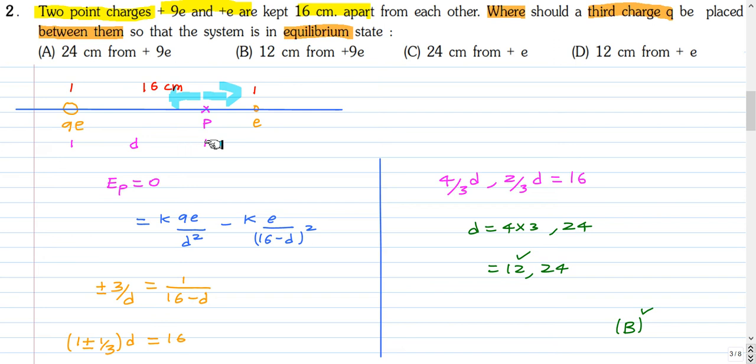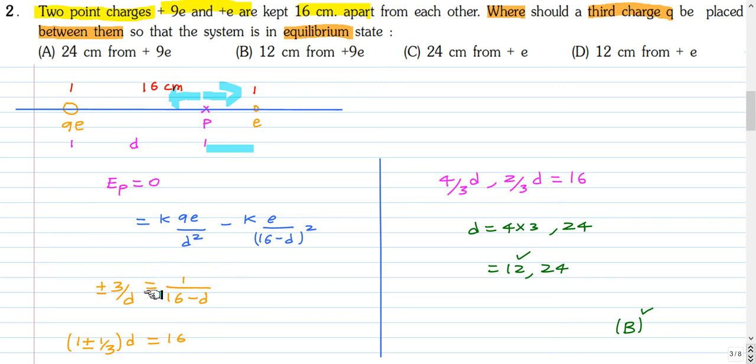So let the place be point P, which is at a distance d from this charge 9e. So electric field at point P should be 0. Electric field is the force acting on unit positive charge. So if the electric field is 0, then the force acting on any charge kept at that point P will be 0. The electric field at point P due to 9e is k into charge over distance square, that is d square, and the electric field due to point charge e is ke divided by the distance 16 minus d, so that distance square, and the direction will be opposite, that is towards left.